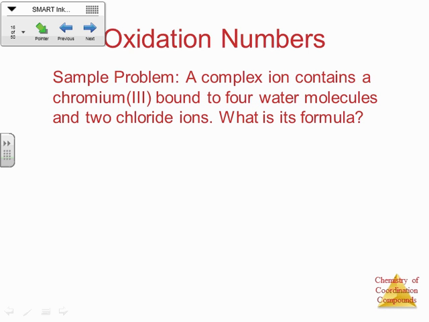And then a complex ion contains a chromium 3 bound to 4 water molecules and 2 chloride ions. What is its formula? I think I want to focus here, and then the rest of this stuff you can pick up pretty easily from the reading, I think, but we'll make this maybe the last thing we do. So complex ion contains a chromium 3 bound to 4 water molecules and 2 chlorides.